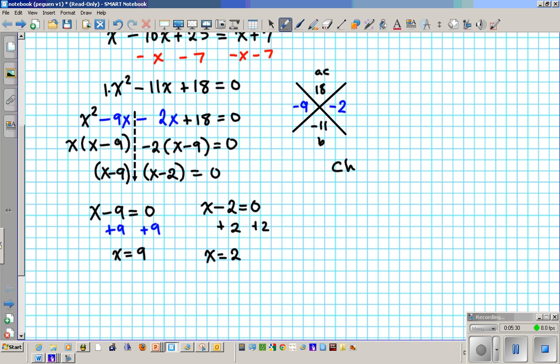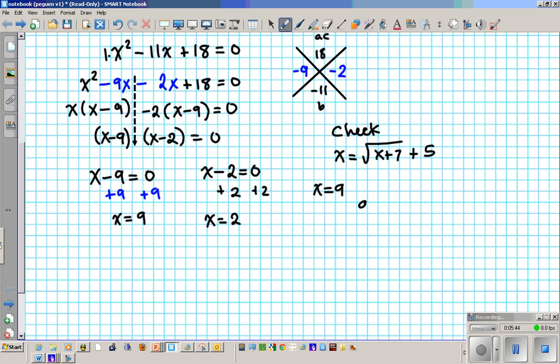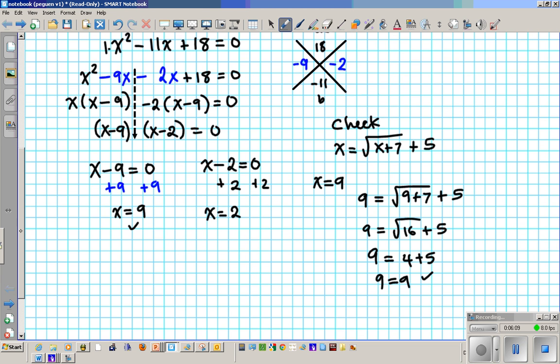The original problem was x equals the square root of x plus 7, plus 5. So we're going to test x equals 9 first. The question is, does 9 equal the square root of 9 plus 7, plus 5? Is 9 equal to the square root of 16 plus 5? Is 9 equal to 4 plus 5? 9 is definitely equal to 9. So this answer is good. It's a real answer.